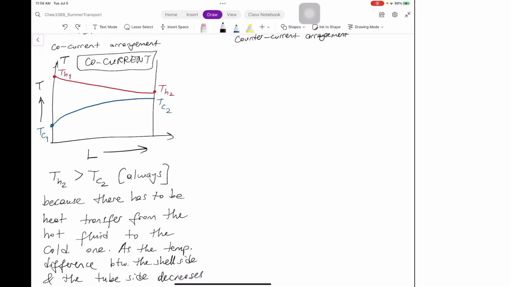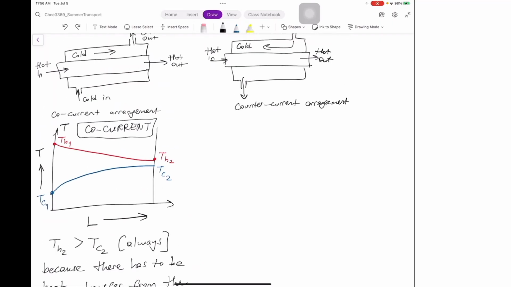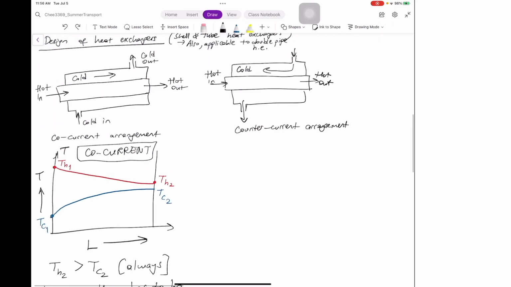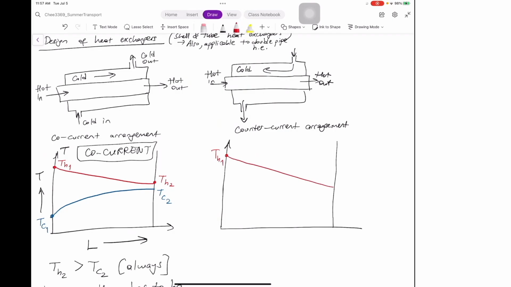Good. How about the countercurrent arrangement? You're going to have a different plot this time because the arrangement is different, right? And imagine that we start with the same hot in and cold in. Imagine that this is your T hot 1. It's going to cool down because of the cold fluid, right? Like this.